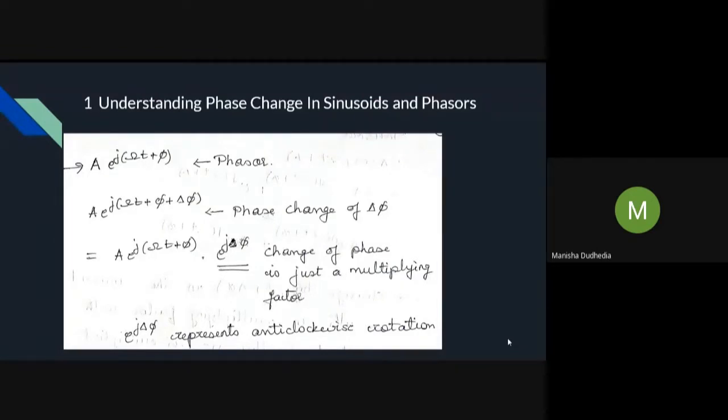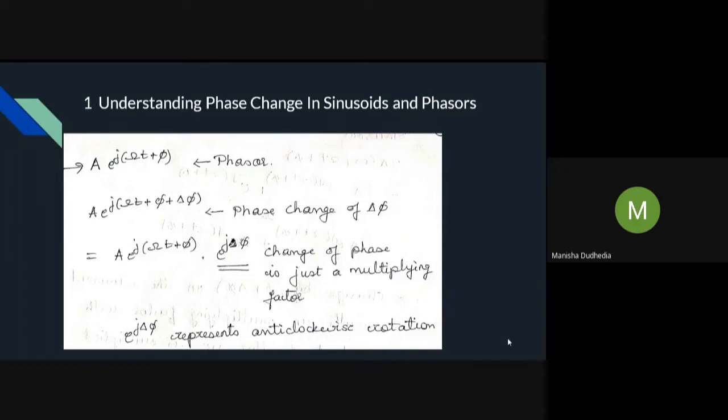So we move forward to understanding the phase change in sinusoids and phasors. I have taken this entire content from Gadre's lecture. Over here we consider the sinusoid in phasor form as A e raised to j(omega t plus phi), and we make a small phase change of del phi in the phasor, and we split this expression as e raised to j(omega t plus phi) into e raised to j del phi.